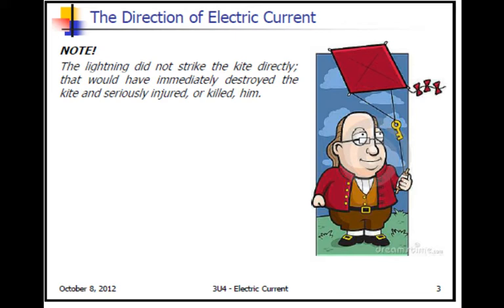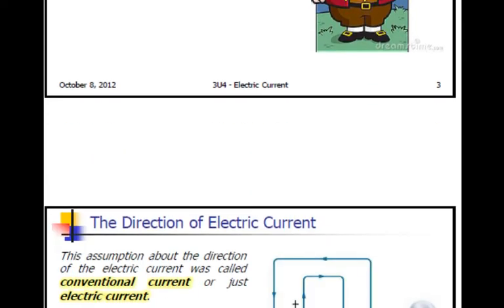It says, note that the lightning did not strike the kite directly. That would have immediately destroyed the kite and seriously injured or killed Benjamin Franklin.